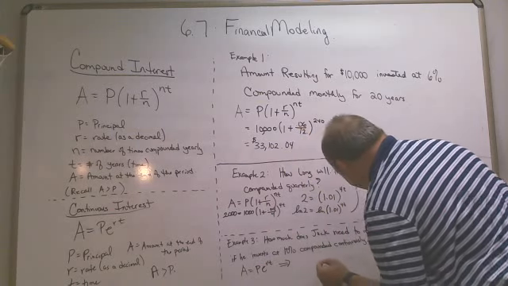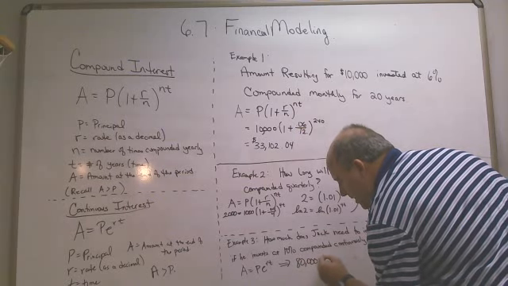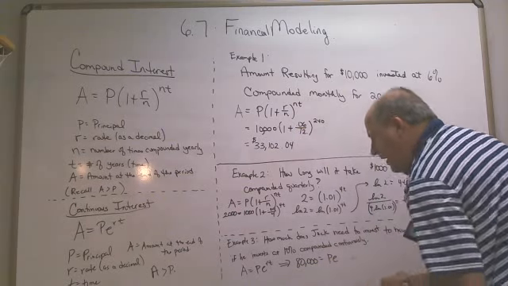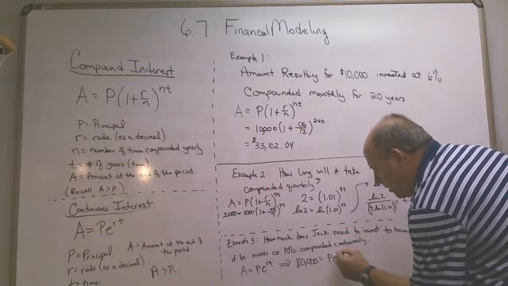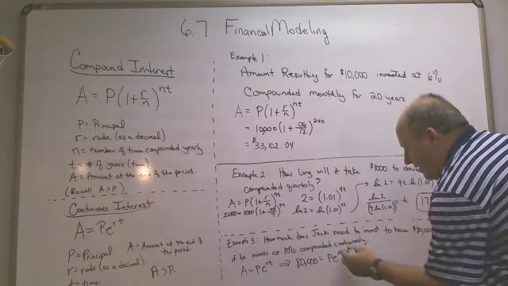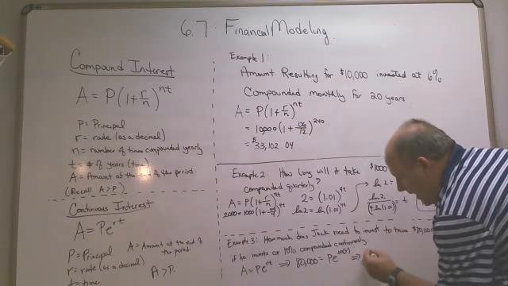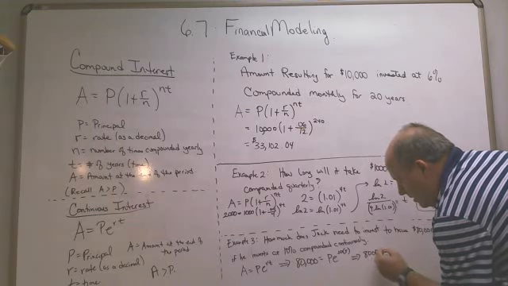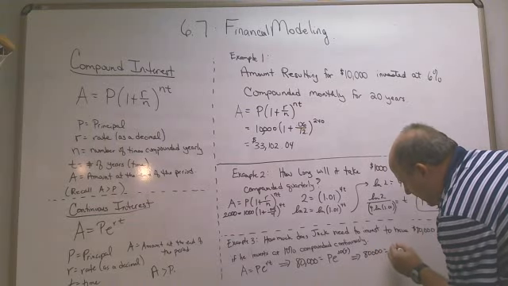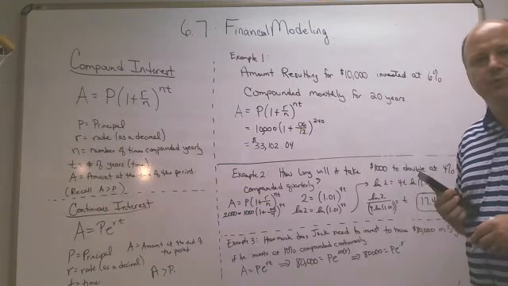So he needs 80,000 equals P times e, the rate is 10%, so it's 0.10, and then times the time, and that is 5 years. So that becomes 80,000 equals P times e to the 0.5. 0.1 times 5 is 0.5.